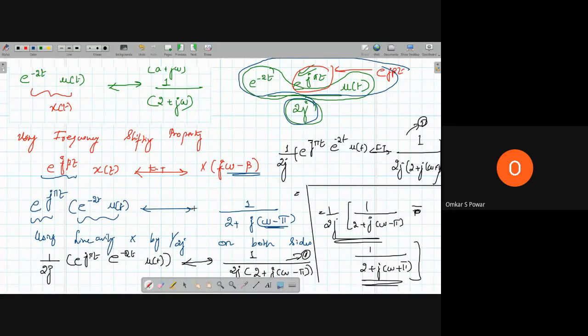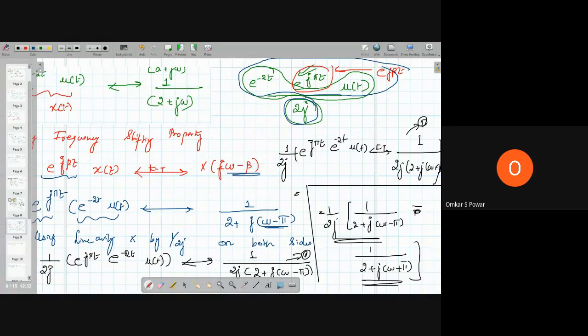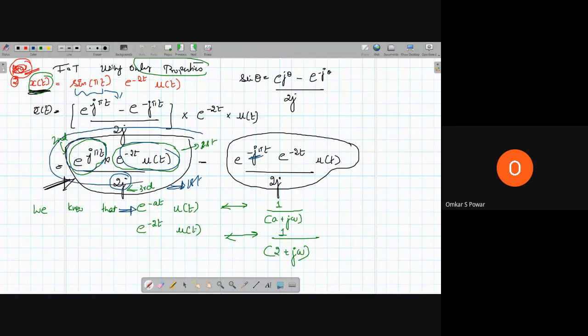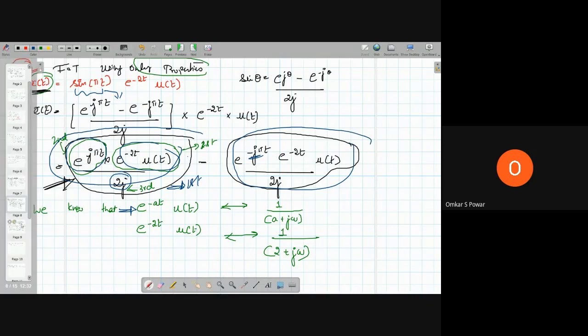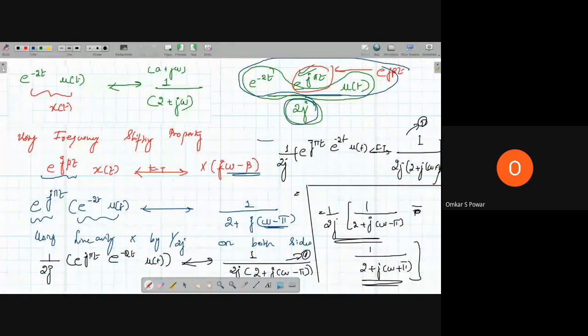Then divide by 2j. So we have got these left hand side terms. So this Fourier transform we have got. In order to get the second term, again, whatever the Fourier transform is for this, replace omega by omega plus pi. So I have written it here. So the Fourier transform of this second term is here. Then we have to take the first minus the second, so I subtract and get our final answer. So this is your final answer.